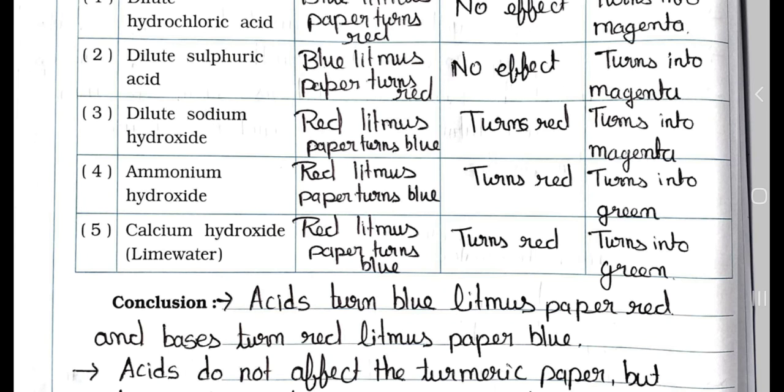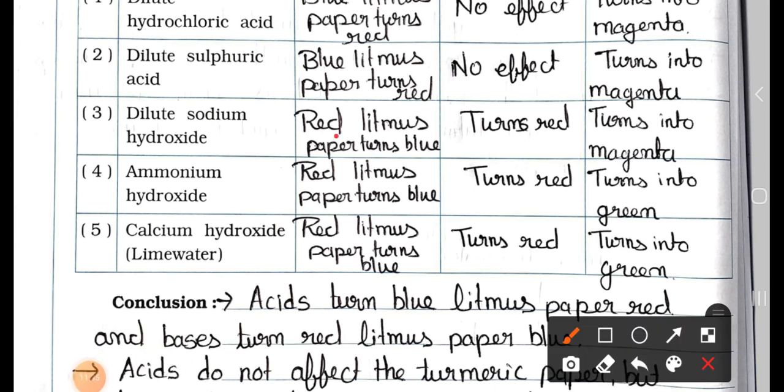Dilute sodium hydroxide: red litmus paper turns blue and here turmeric paper turns red and China rose solution turns into green color. Ammonium hydroxide: red litmus paper turns blue, turmeric paper turns red and China rose solution turns into green color. Calcium hydroxide, means lime water: red litmus paper turns blue, turmeric paper turns red and China rose solution turns into green color.